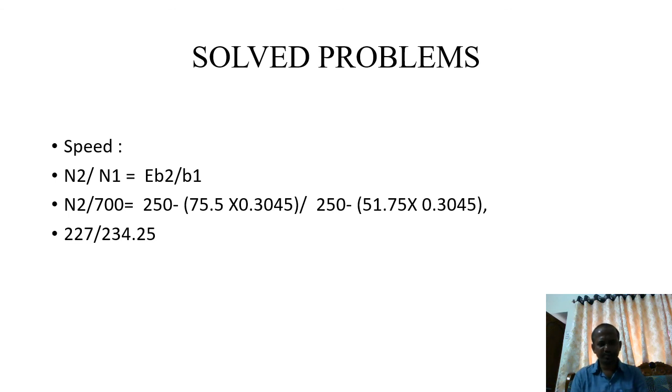Therefore N2 is equal to 700 into 227 by 234.25, which is equivalent to 677 rpm. There the speed of the machine is 677 rpm.